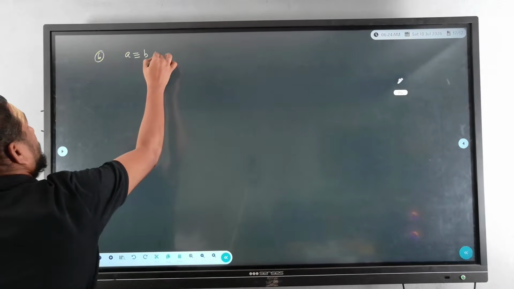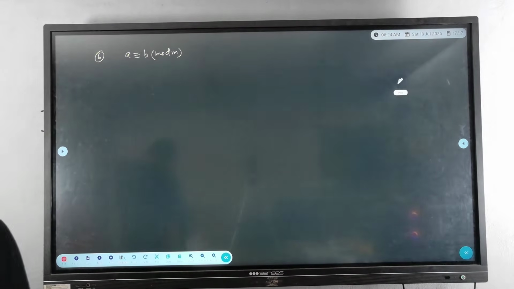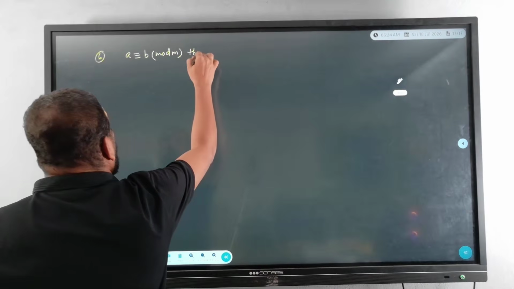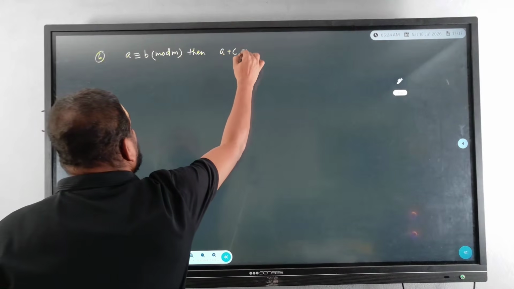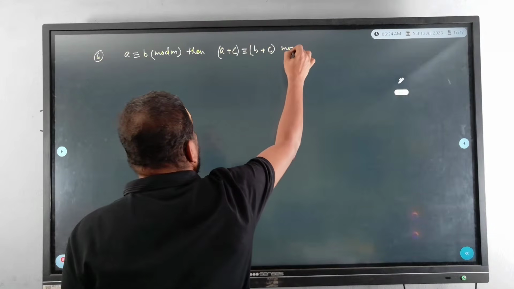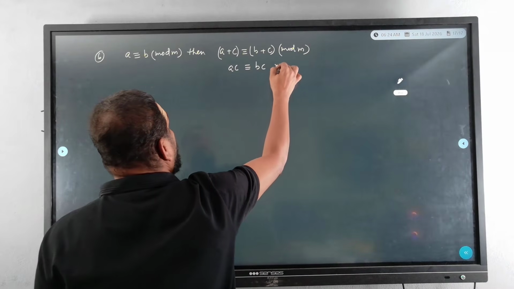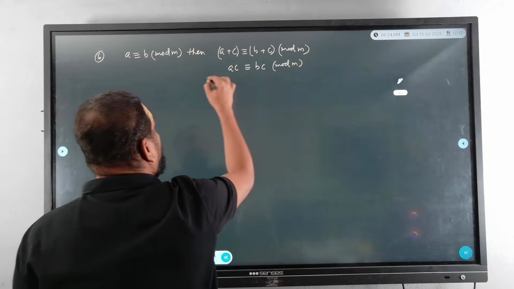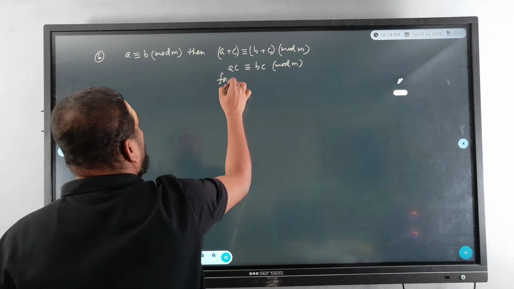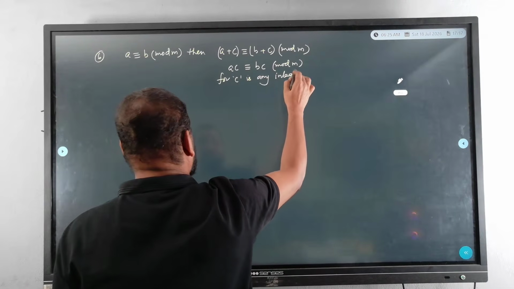A congruent to b mod m, then a plus c congruent to b plus c mod m, as well as ac congruent to bc mod m, for c any integer, whether it is positive or negative.